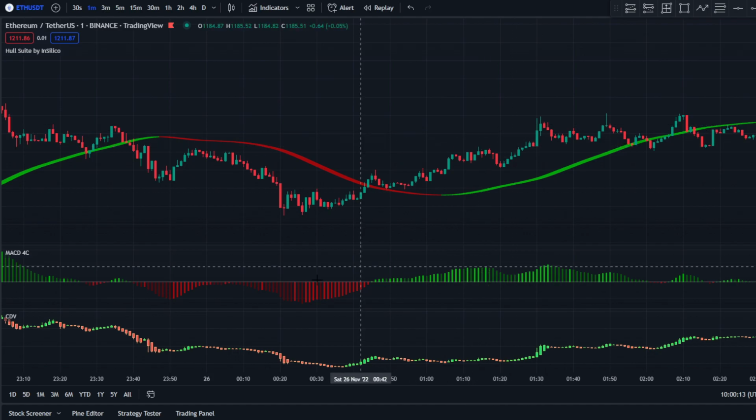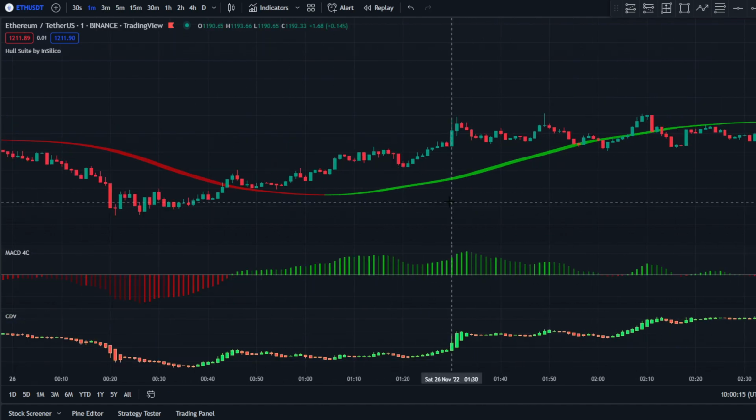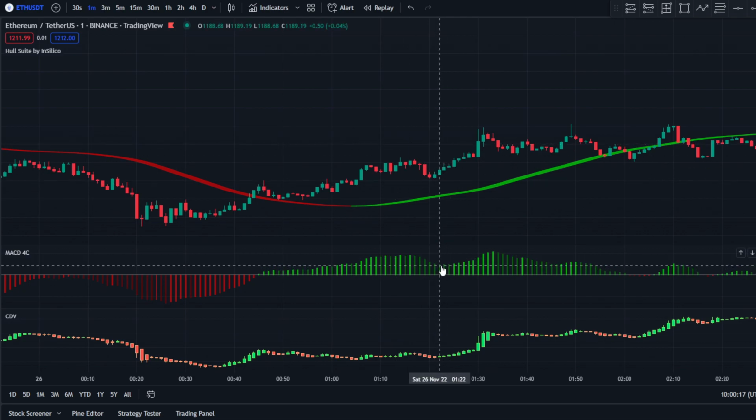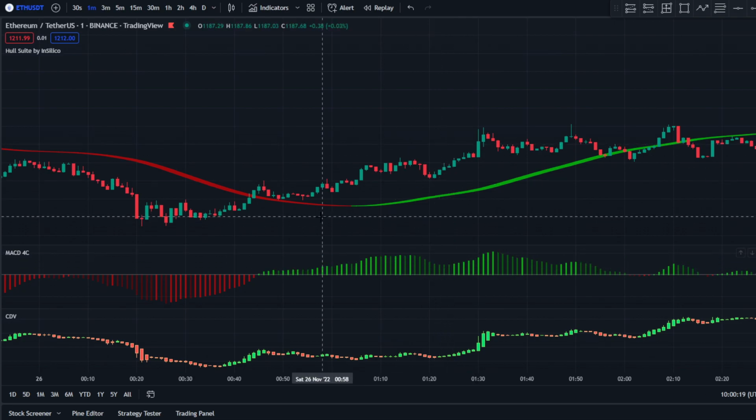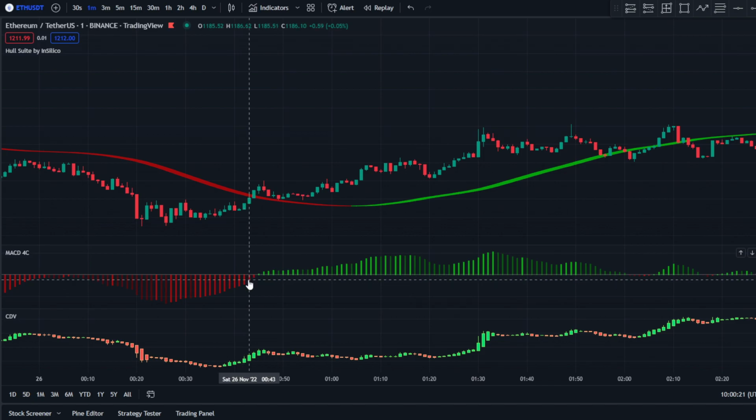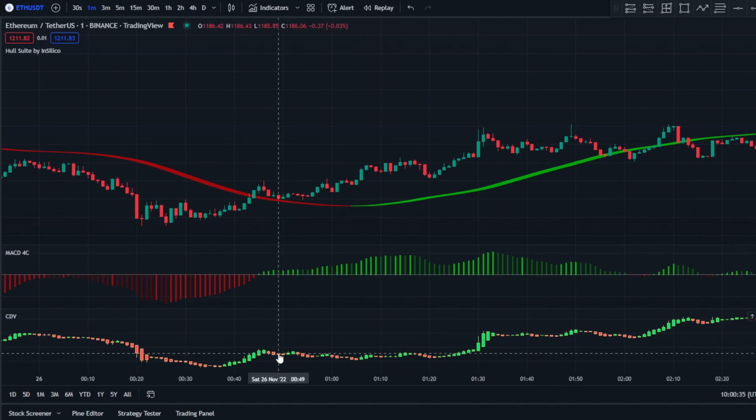Next up, for your next signal, the bar right here must turn into a bright green. So it could be from a dark red, a bright red to a bright green, could be from a dark green to a bright green. As long as the first bar that appears is a bright green, we'll take that position. And if the bar below on the CDV indicator is bright green as well, that's a valid position.